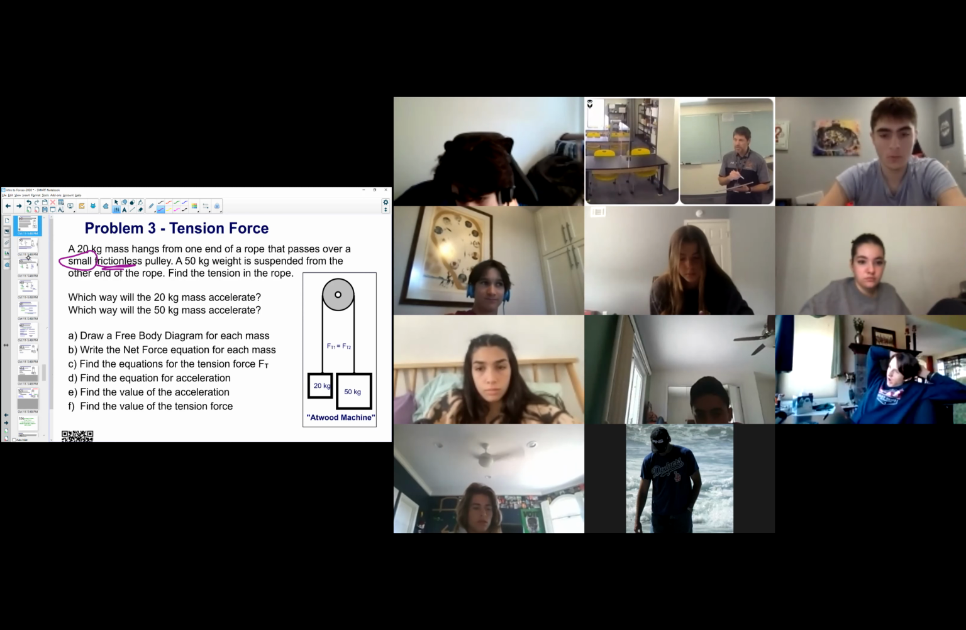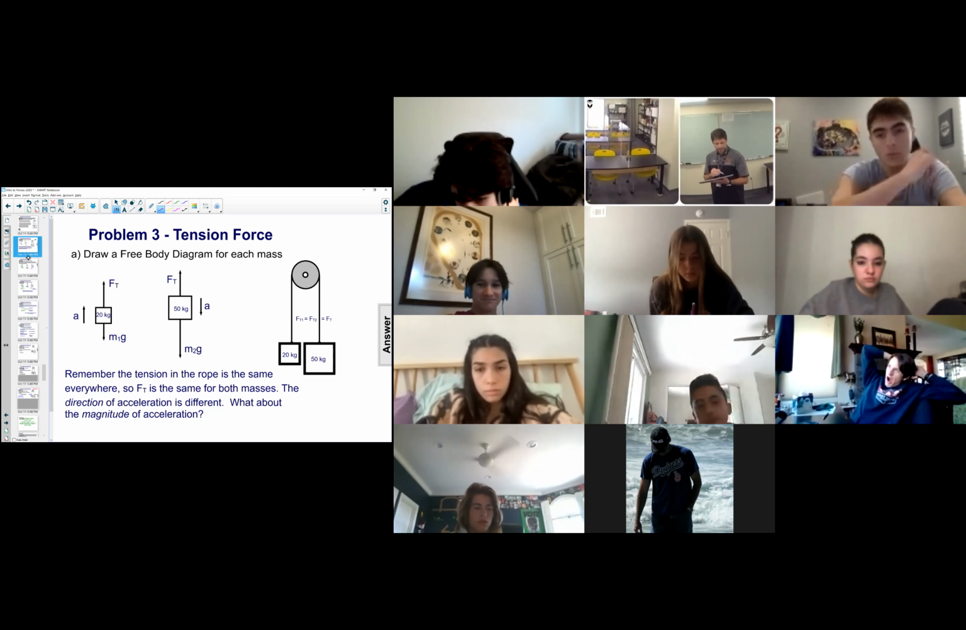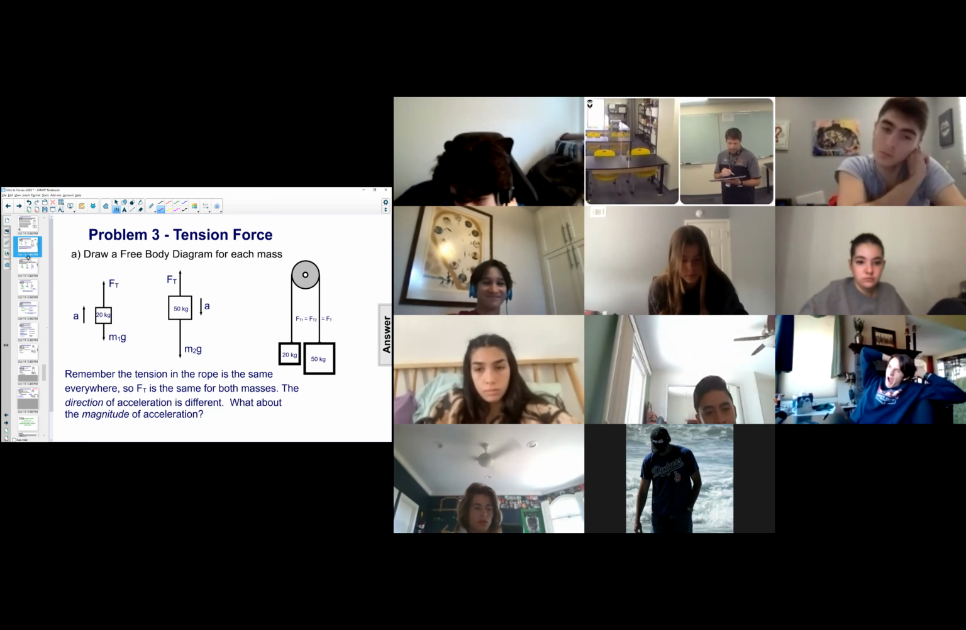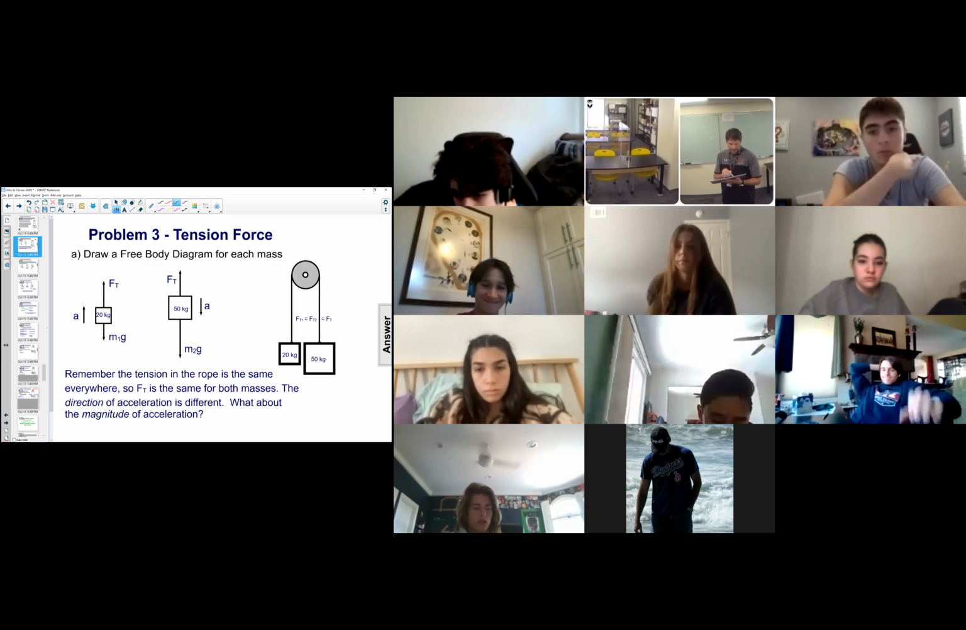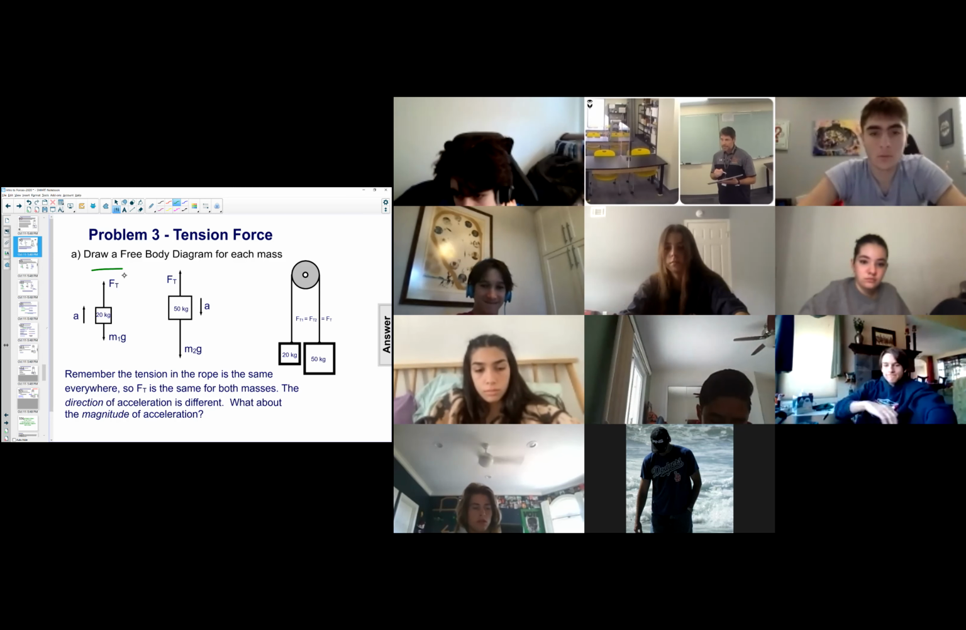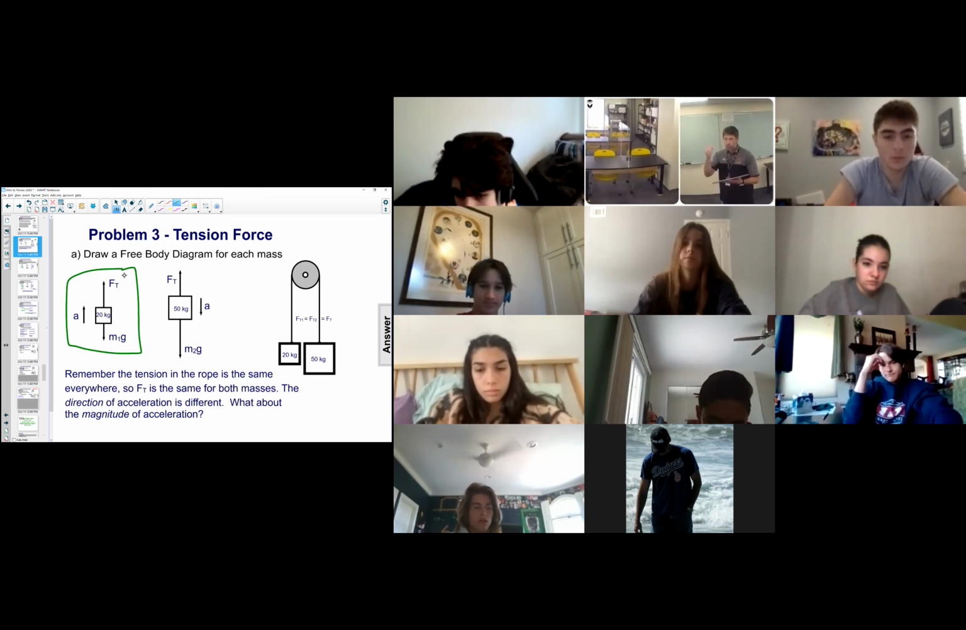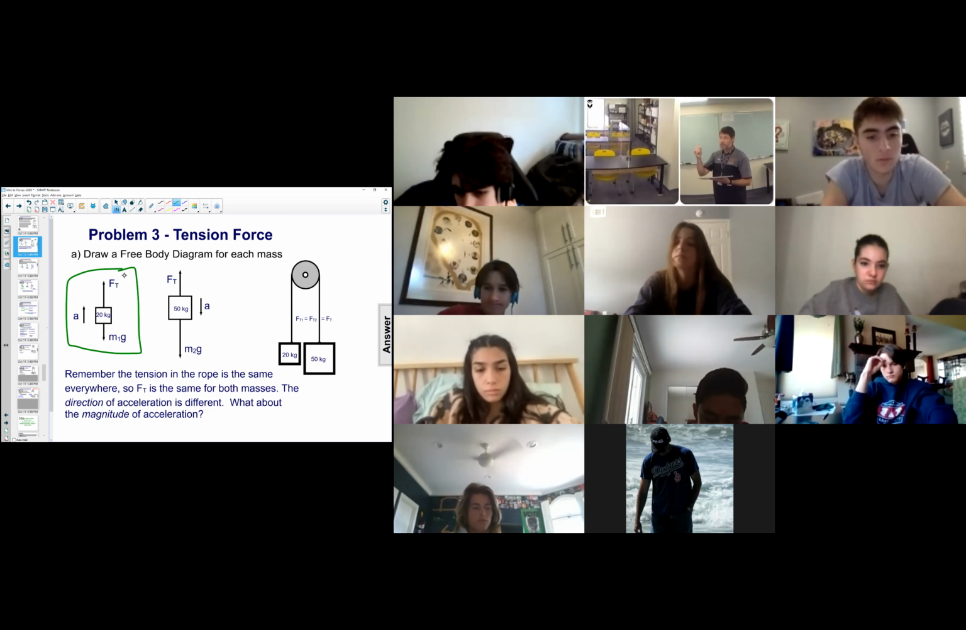They take a very algebraic system of equations approach. So the first step they say is draw a free body diagram for each mass. And so over here on the left, you can see they've got the 20 kilogram object. It has its weight pulling down. It has a larger tension force pulling up. We know it's larger because this is going to rise.